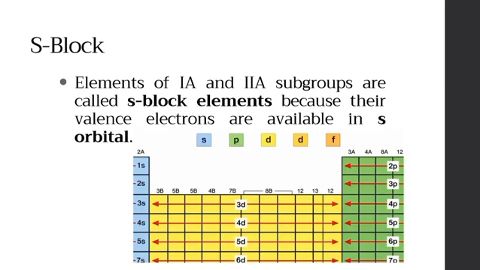Elements of group 1 and group 2 belong to the s block. Their valence electrons are present in the s orbital. These elements are highly reactive and mostly metals.